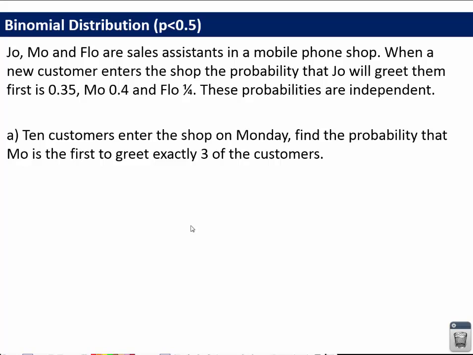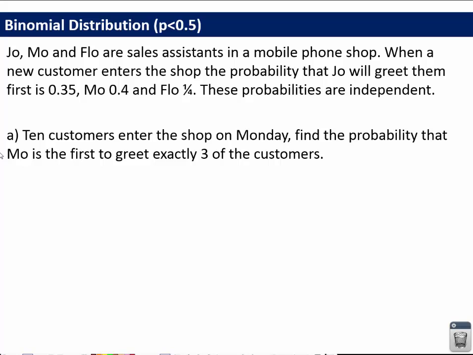A quarter? Well, a quarter is just another number. We know we can represent probabilities as percentages, decimals, or fractions. If you're not comfortable with a quarter, just write it as 0.25. It's probably worth adding that these probabilities are independent, one of the conditions for the binomial distribution.